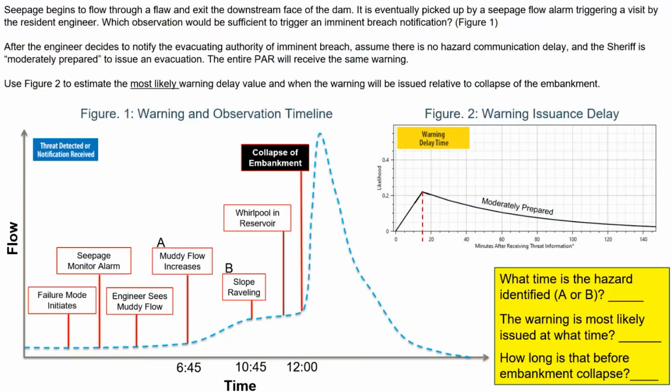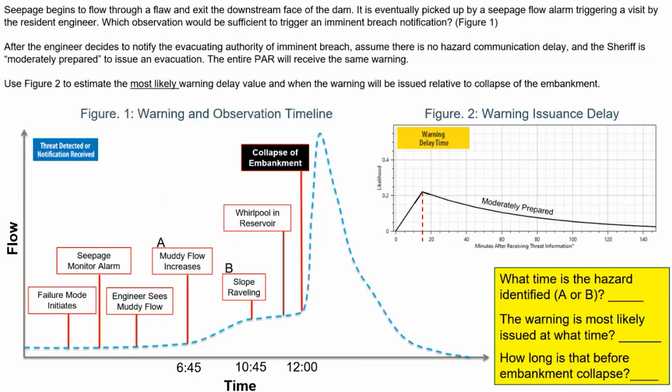All right, so after the engineer decides to notify the evacuating authority of the imminent breach, assume there is no hazard communication delay and the sheriff is moderately prepared to issue an evacuation. The entire HAR will receive the same warning. We could break this into a couple of different pieces, like how long the internal communication delay takes versus how long the sheriff's communication delay takes. For our purposes though, there's a little bit of delay in this whole process.